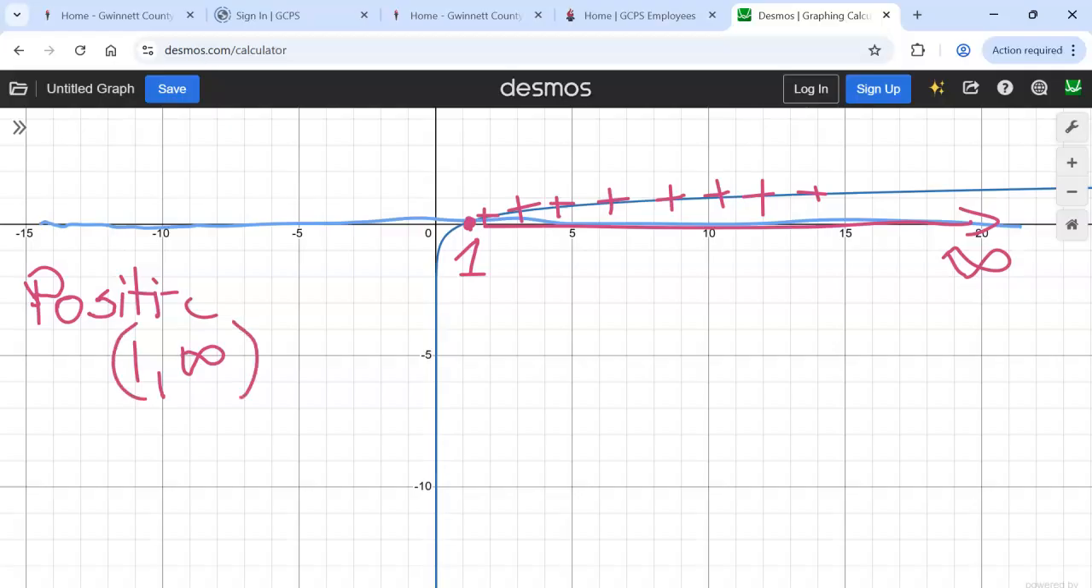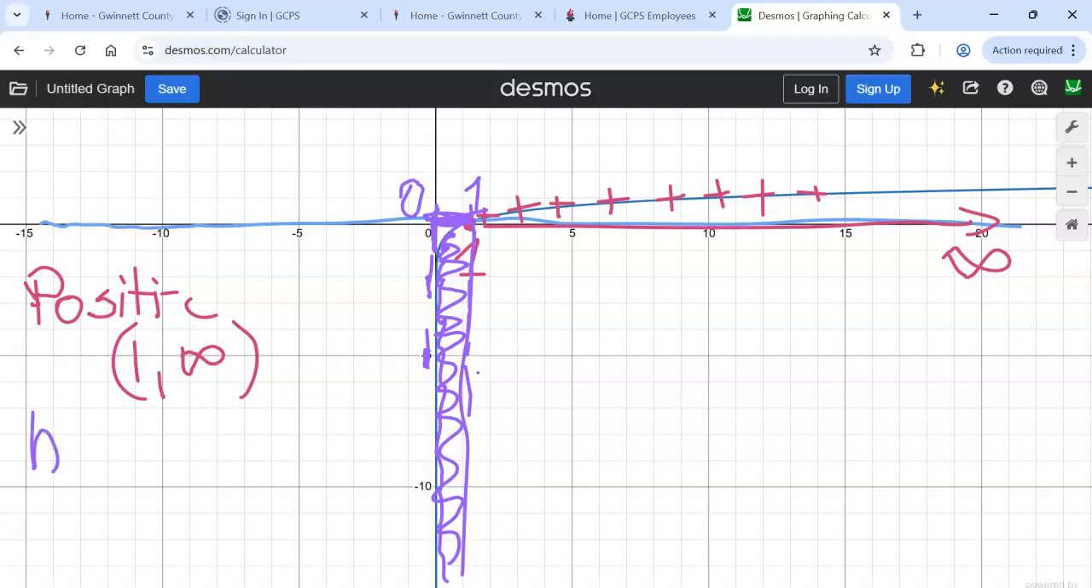Negative numbers, guys, are going to be right here. This is all negative. Okay? But again, rereading it left to right, we're reading it from the asymptote to 1. In this piece, between 0 and 1, that's when the function is below. So again, negative, it's from 0 to 1. Okay? So again, write it down if you need to.